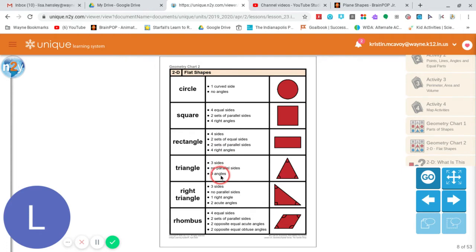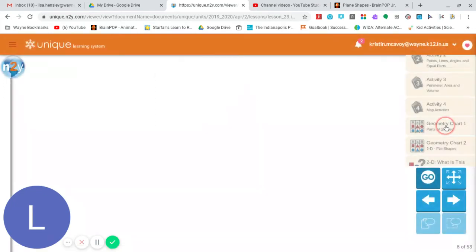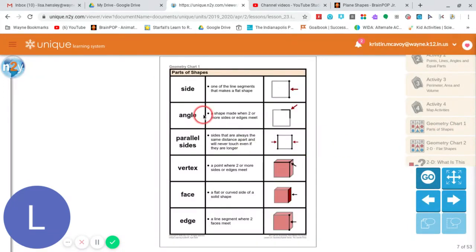So it gives you, for instance, a rectangle. It has 4 sides, two sets of equal sides, 2 sets of parallel sides, and 4 right angles. So when you go and look at the parts of the shape, this tells you what those are: the angle, the side. Okay, that's how those two charts work together.